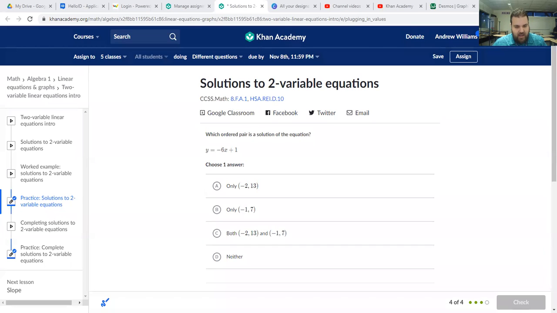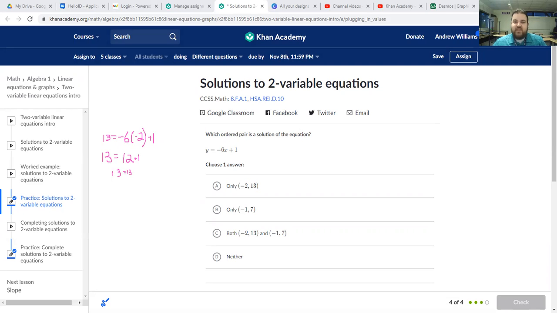So this is our x value. This is our y value. So we need to substitute -2 in for x right there, and we need to substitute 13 in for y right there. All right, so let's go ahead and do that. We end up with 13 equals -6 times -2 plus 1. Simplifying this down, you got 13 equals -6 times -2 is +12, plus 1. 12 plus 1 is 13. So we get 13 equals 13.